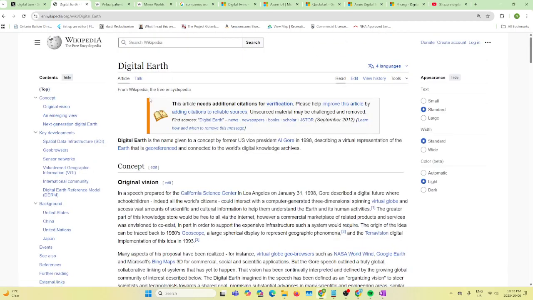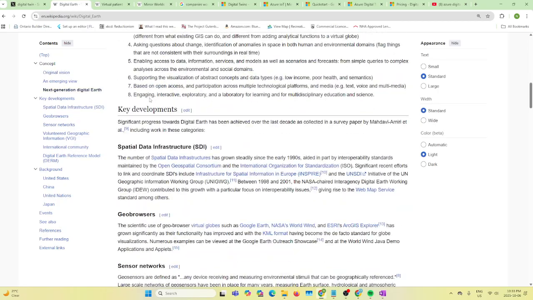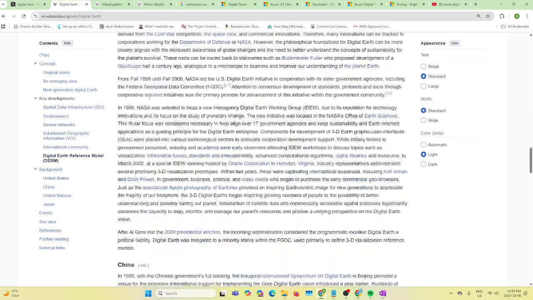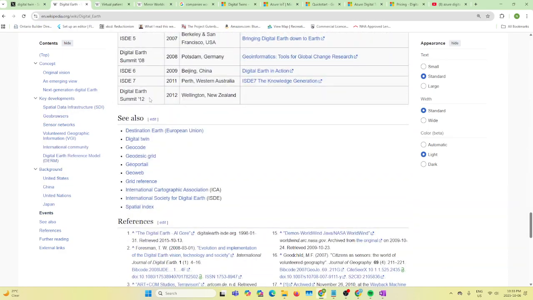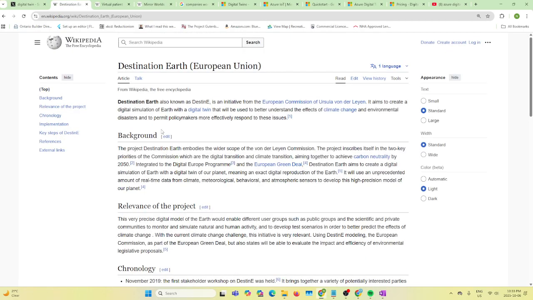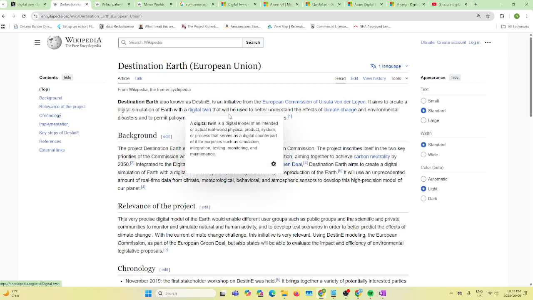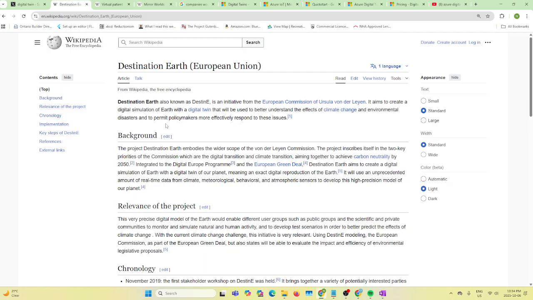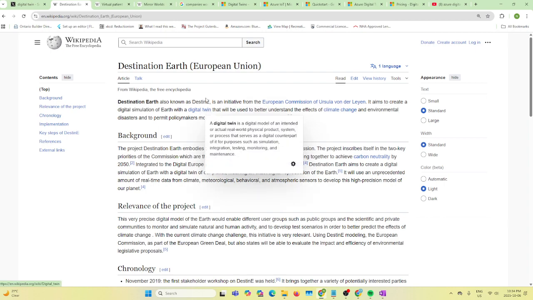Digital Earth. Where does this get us? Yeah, I think the most interactive digital Earth I've seen is the Google Earth application. Destination Earth. What's that? Destiny is an initiative by the European Commission. It aims at creating a digital simulation of Earth with a digital twin. It will be used to better understand the effect of climate change and environmental disaster and permit policymakers more effective response to these issues. Yes. So Destiny.